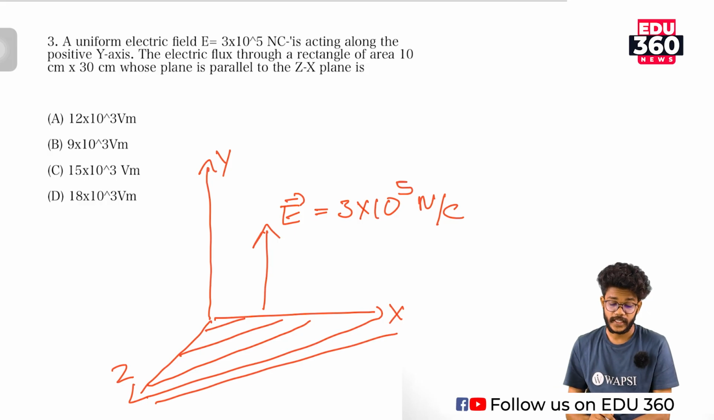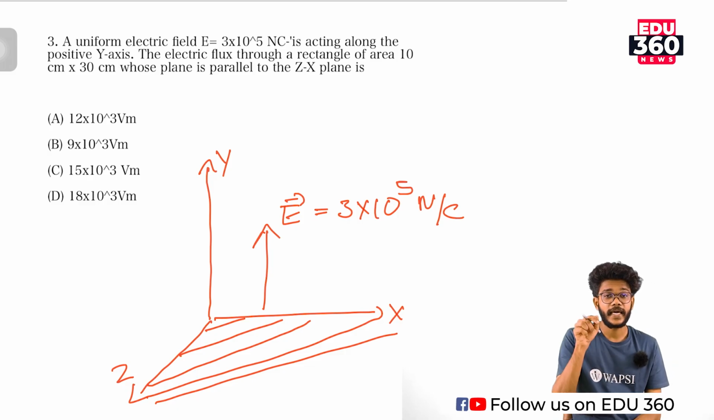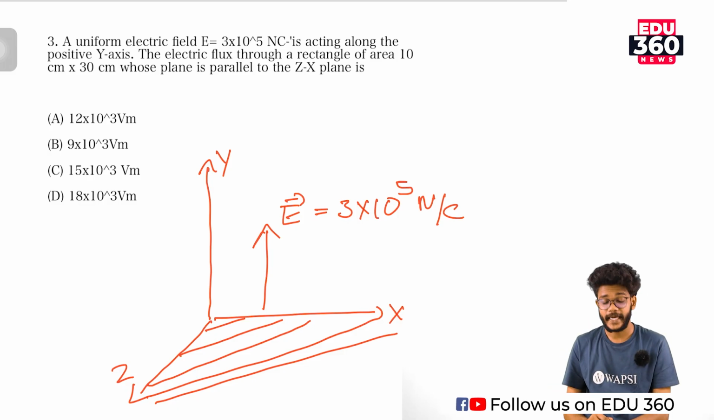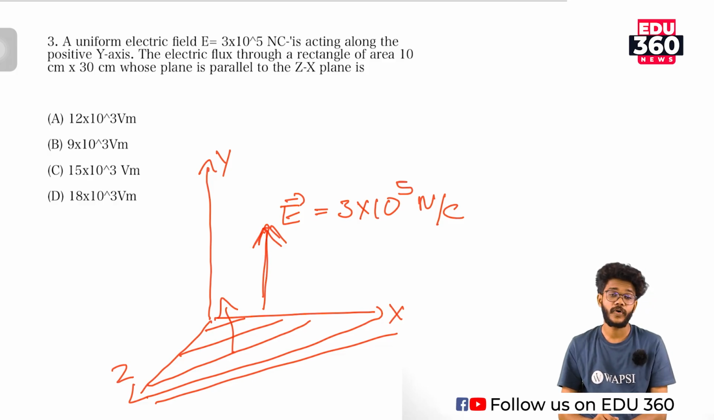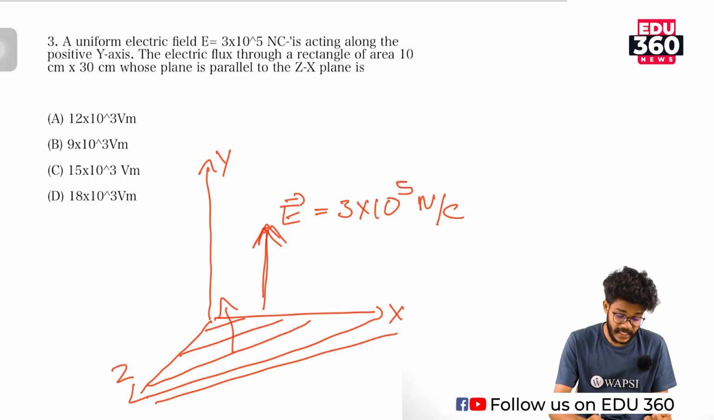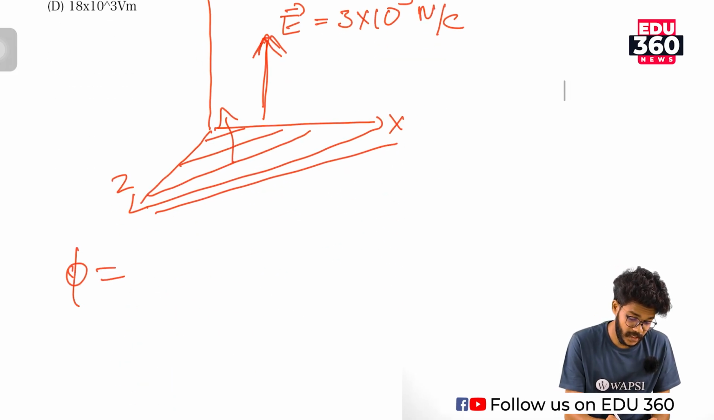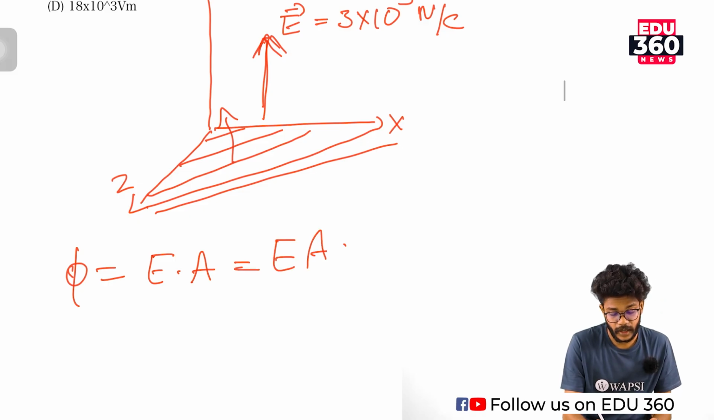Okay, so what is meant by this? The line normal to the area is this, and the electric field is this. So the angle between the normal of the area and the direction of the electric field is 0. And what is the equation for flux? Flux is the number of electric field lines crossing a specific area, and the flux phi is equal to E dot A, that is equal to EA cos theta.